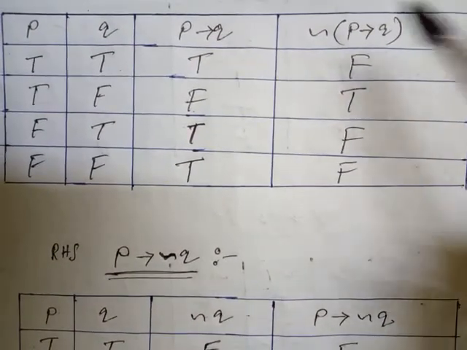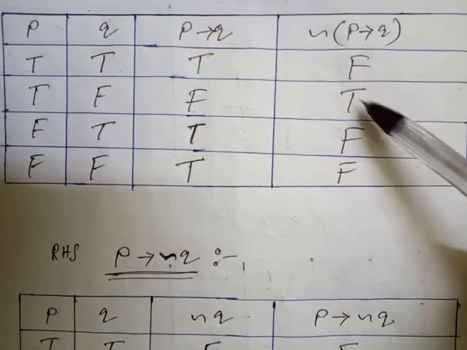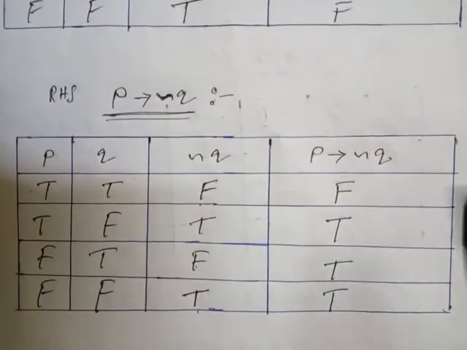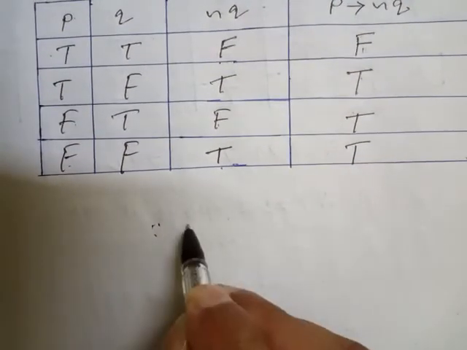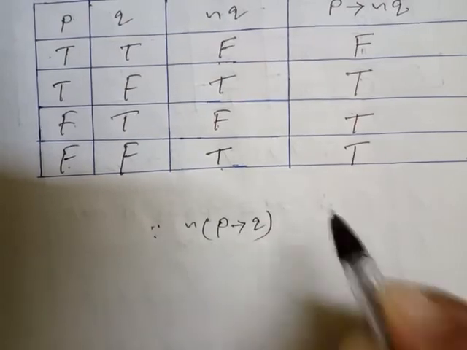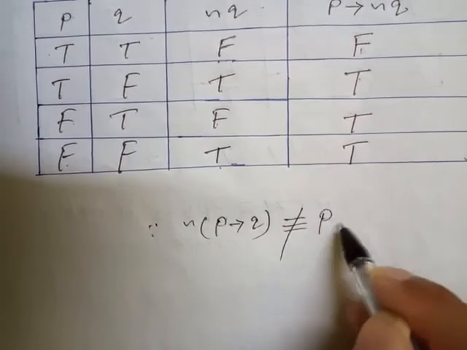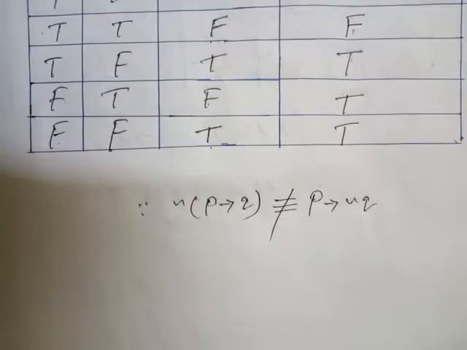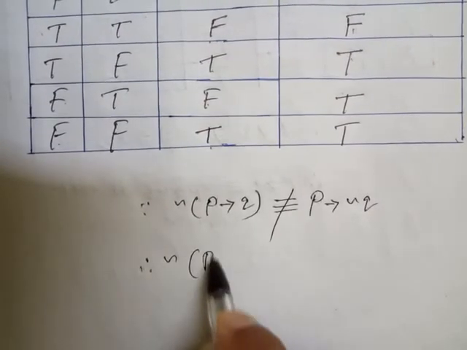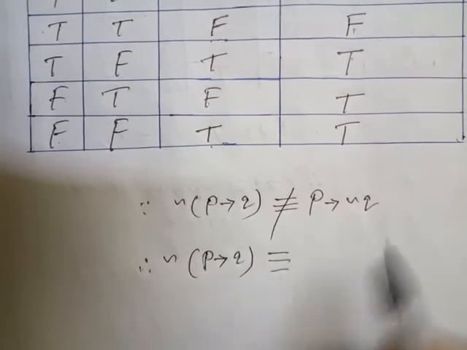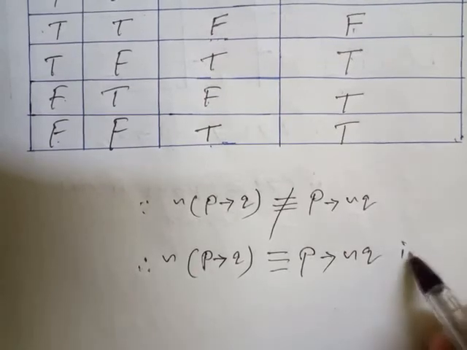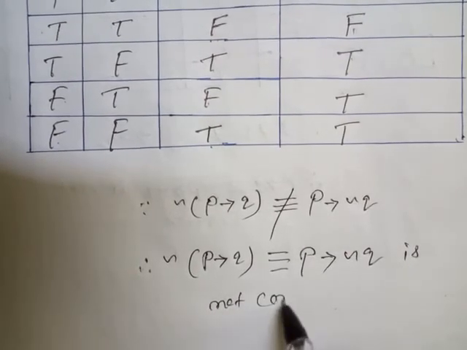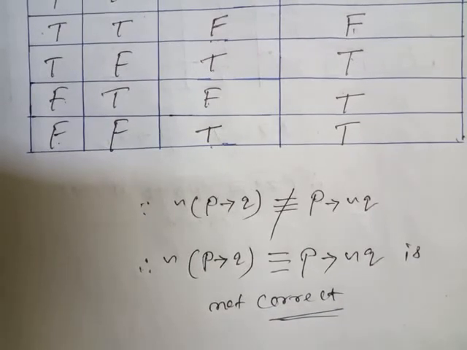Now look student, does it match with the previous one, which means negation P implication Q, FTTT? No. So we'll write here that since negation of P implication Q is not equal to P implication negation of Q, therefore negation of P implication Q equal to P implication negation Q is not correct. 5B is over.